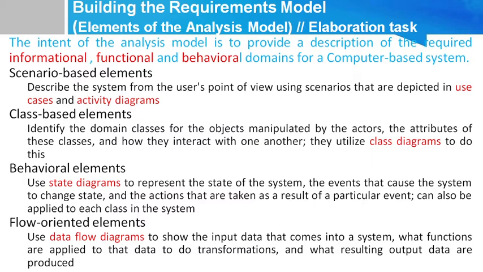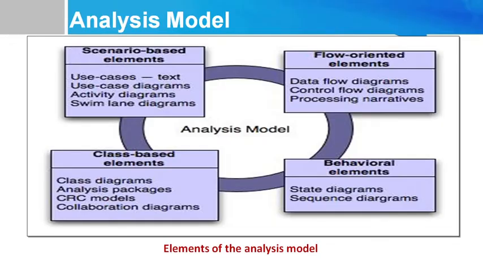In behavior, you have to use state diagrams that are used to represent the state of a system, the events that cause the system to change state, and the actions that are taken as a result of a particular event. The flow diagrams or the flow oriented elements use data flow diagrams, and it shows the input data that comes into a system, what functions are applied to that to do the transformation, and what resulting output is to be produced. So all these types of elements are used in an analysis.